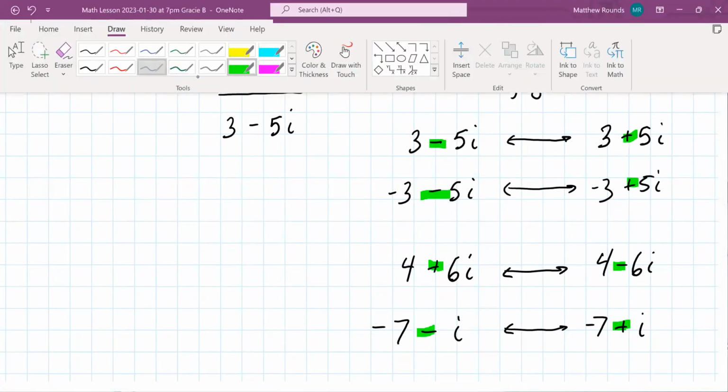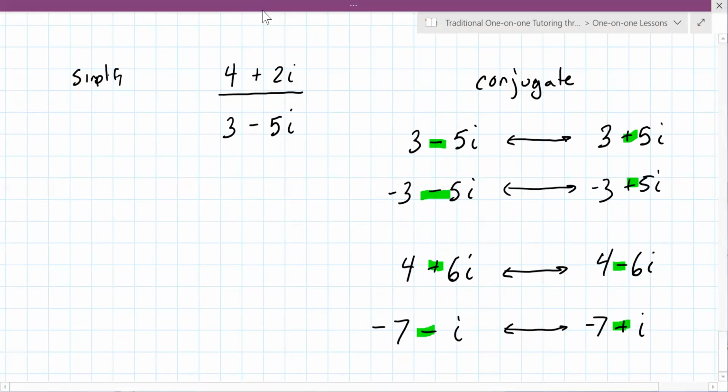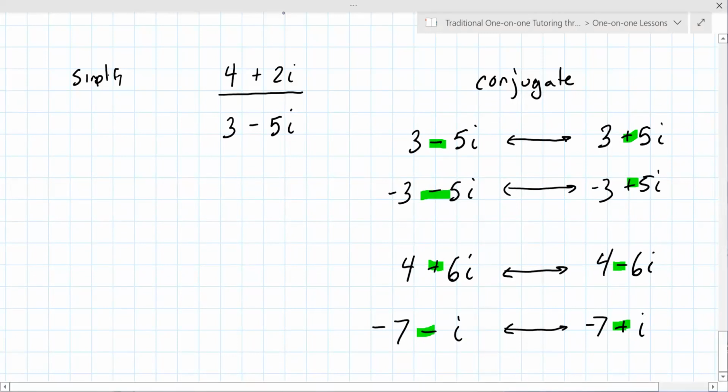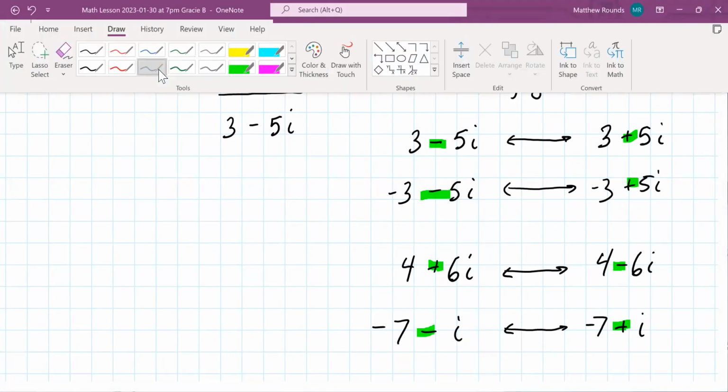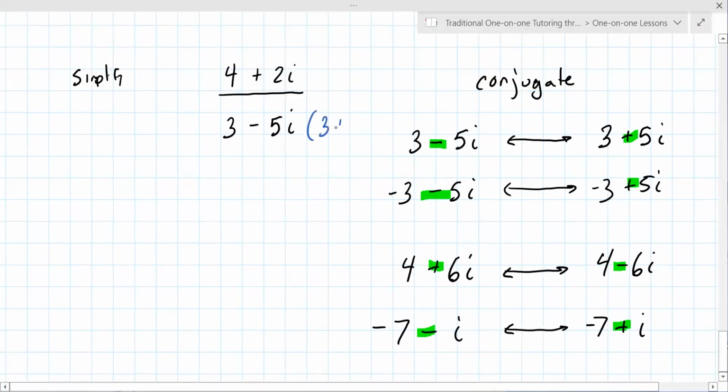This also applies to roots, but we're going to deal with that in a moment. What is the conjugate? Well, it's already written there. That's a silly question to ask. So you multiply the top and bottom by 3 plus 5i.